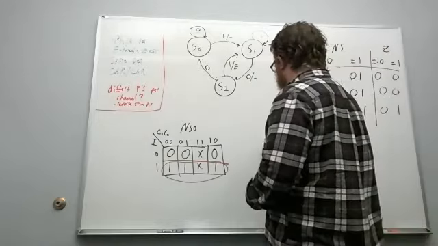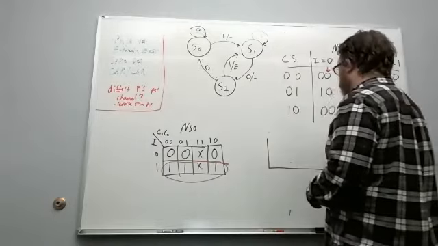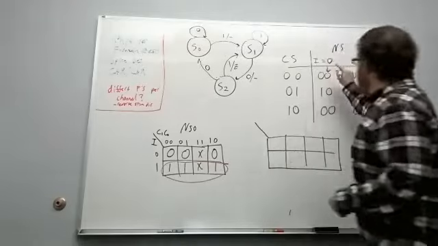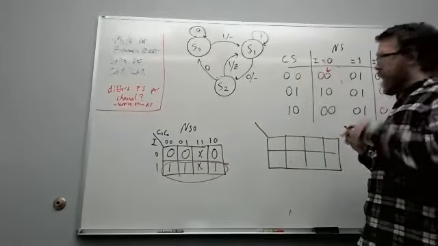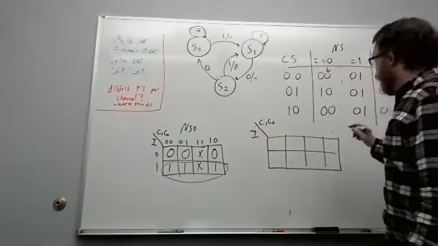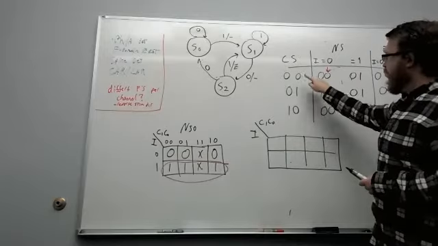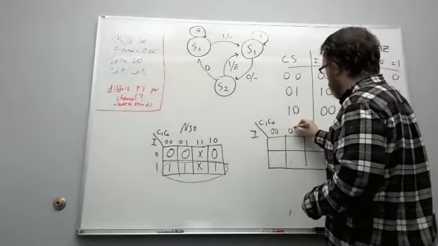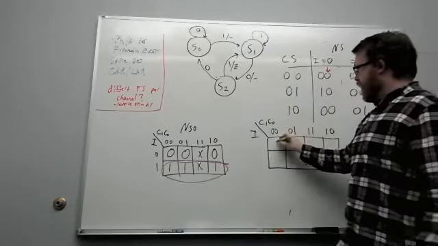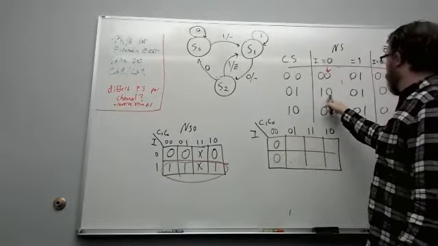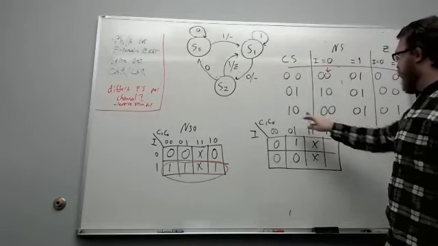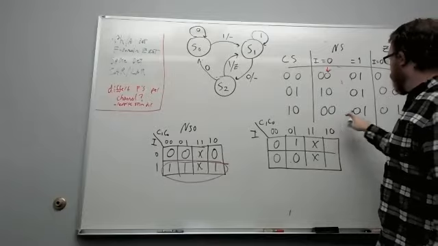Okay, so then our next K-map is going to be our next state 1. And it's going to have the same thing, C1, C0, and I. And it's going to say that, well, if we're in 0, 0, then we're 0 or 0. 0, 1, we're 1 or 0. Again, don't care. And then 1, 0, we're 0 or 0.